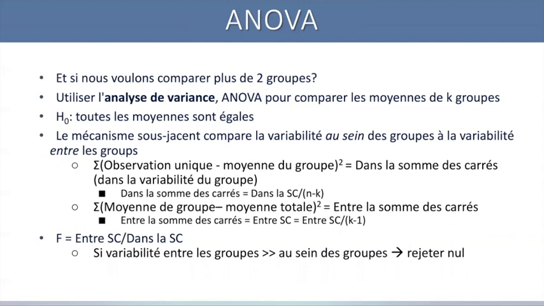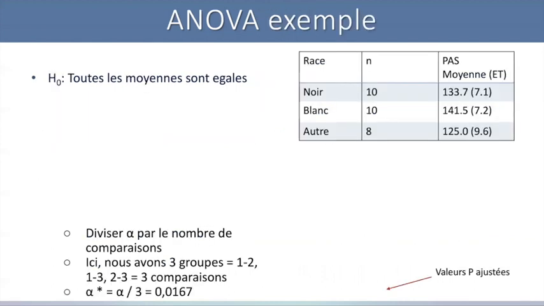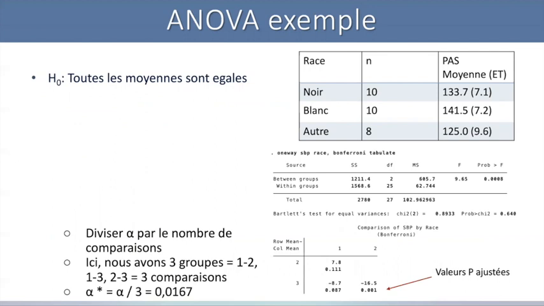And this is what the ANOVA calculation does. So let's do an example. I want to know how systolic blood pressure compares between three groups by race: Black, white, and other. My null hypothesis is that the systolic blood pressure in all three groups is the same. I do the ANOVA calculation and get a p-value of 0.0008. I reject the null and conclude that the mean systolic blood pressures are not all the same.